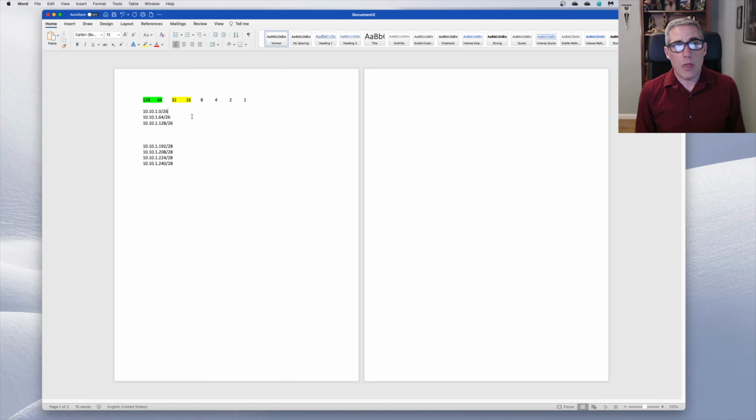In this scenario, these networks have 6 host bits. 2 to the 6 is 2 times 2 is 4, times 2 is 8, times 2 is 16, times 2 is 32, times 2 is 64, minus 2, because we need to set aside the network and broadcast address, is 62 hosts. Now this one is also 62 hosts. Obviously this one is also the same size, 62 hosts.